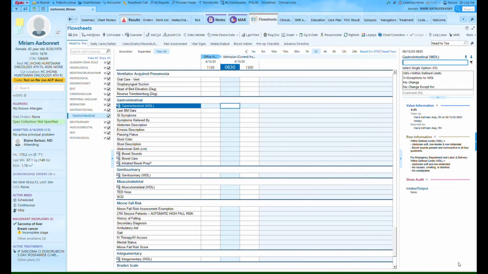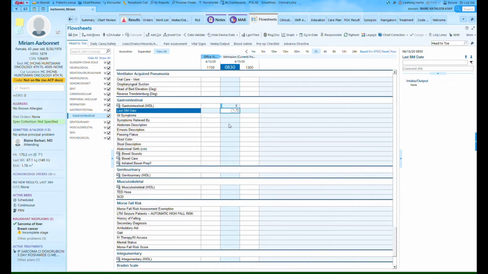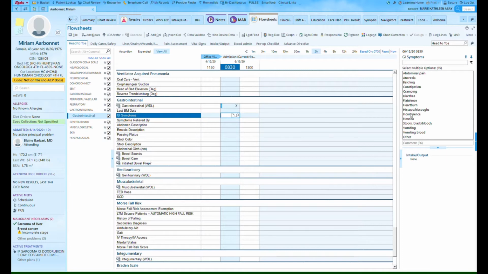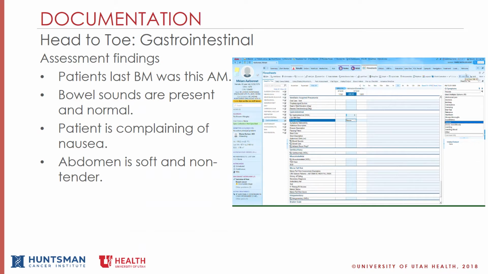This patient does not meet the WDL definition. This patient complained of nausea. So you would go down to the GI symptoms and select nausea. This is also where you will find diarrhea and constipation.